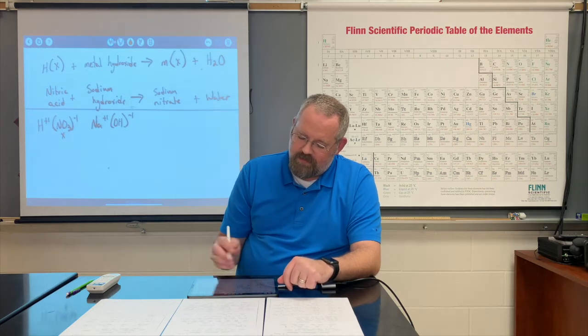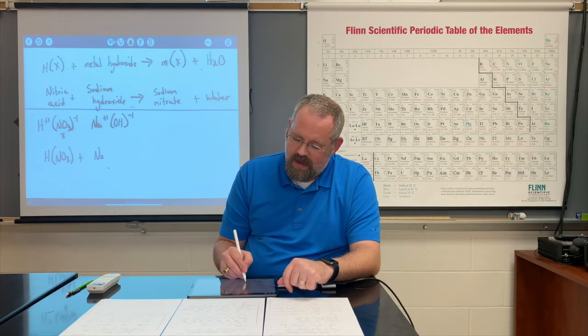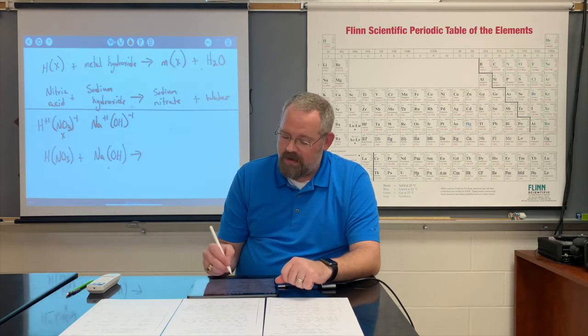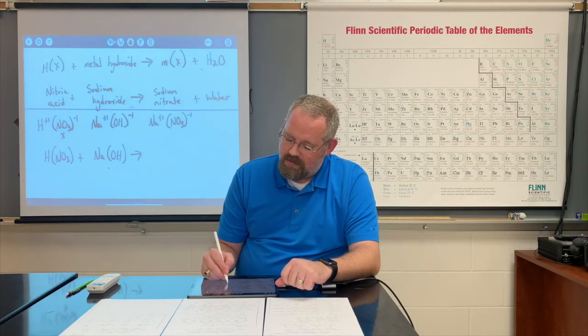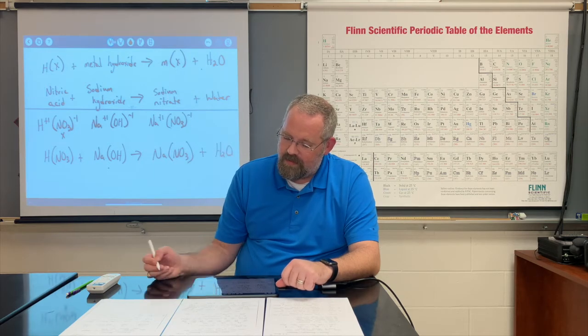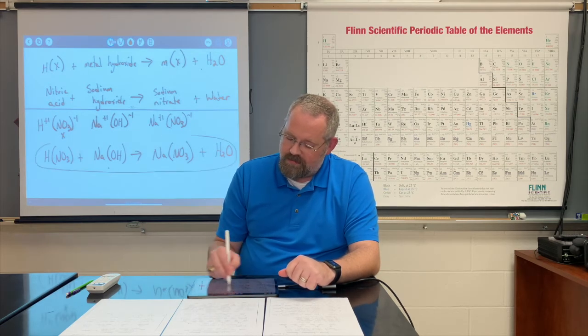So let's put these two formulas together. I have HNO3 plus NaOH. Now I'm going to make my product. Sodium nitrate. Sodium is plus 1. Nitrate is NO3 minus 1. Put it together. NaNO3 plus water, H2O. And to balance it, I believe everything is balanced. It should be good. And that's our final result.